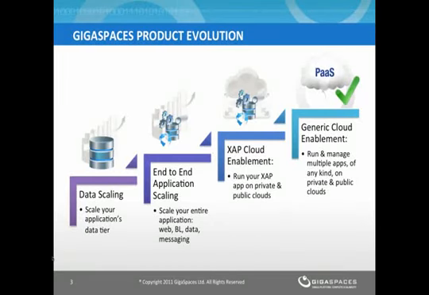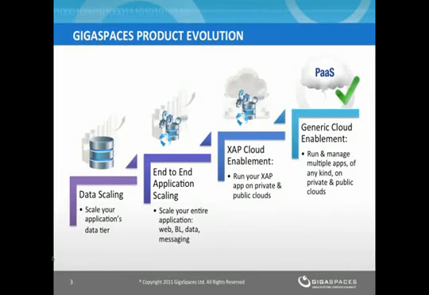So based on our in-memory data grid technology, we grew the platform into a complete application scaling platform that's designed to scale your application from the load balancer or the web tier all the way to the database. And it provides all the middleware services that a typical enterprise application will require, such as data access, messaging, business logic, and hosting mobile applications.